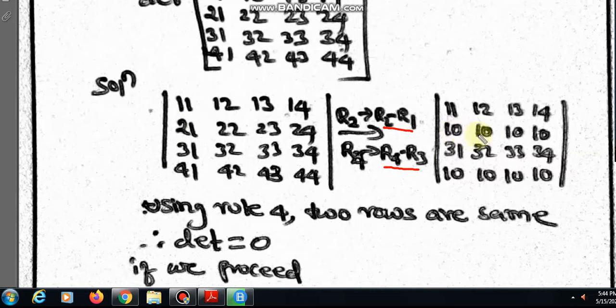instead of 10, I'll be getting it as 20, 20, 20. That is 31 minus 11, I'll be getting 20, and 41 minus 21, I'll be getting 20. So this is one of the options of solution. You can do the other way around.